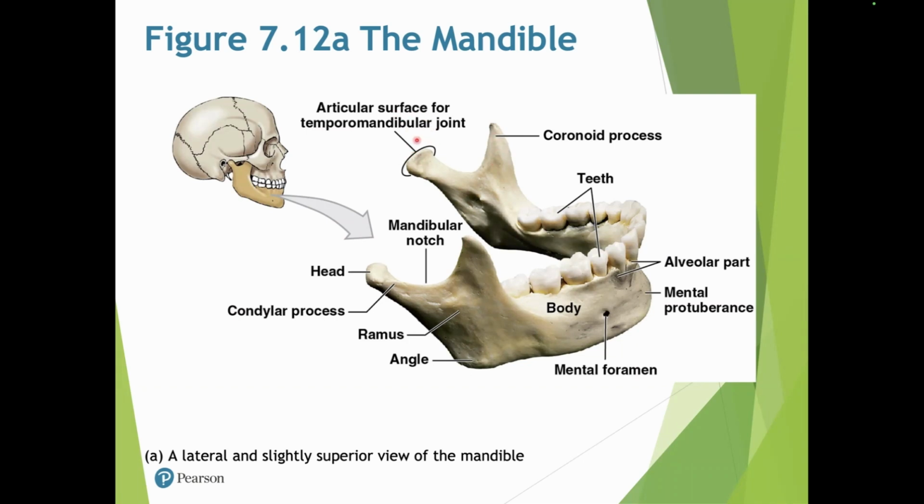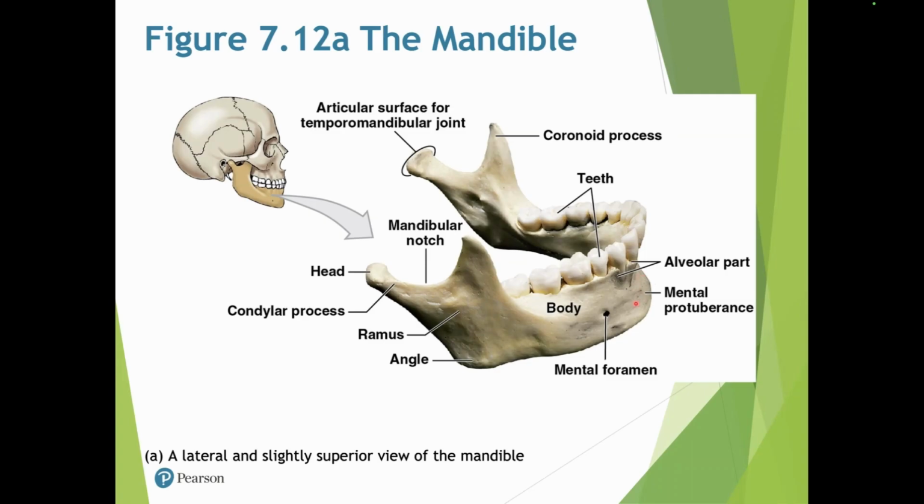This right here at the head is going to be the articular surface where the temporomandibular joint is. A lot of times people think that the mandible is going to articulate with the maxilla, and it does not. It articulates with the temporal muscle. Okay, I'm sorry, temporal muscle, my bad. Temporal bone. Alrighty.